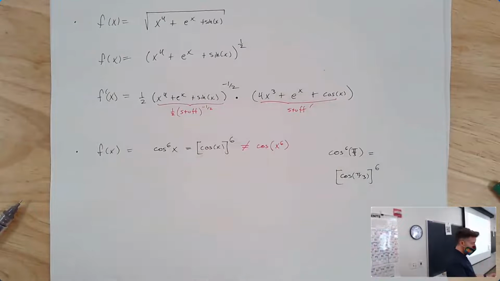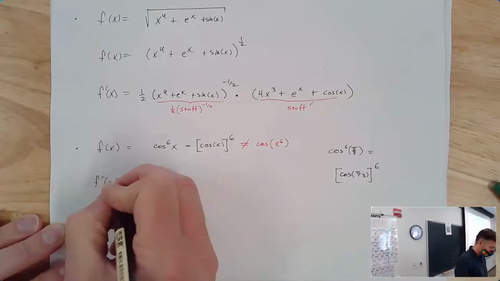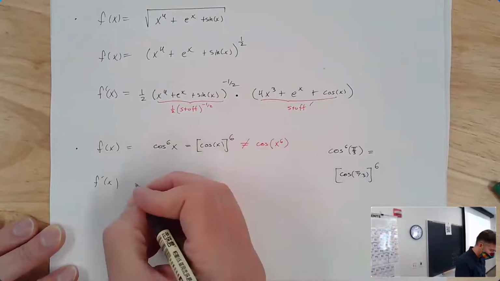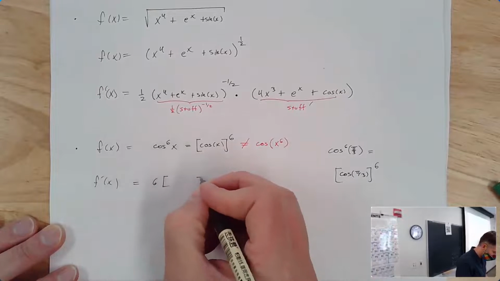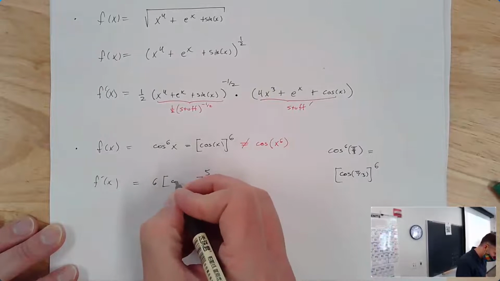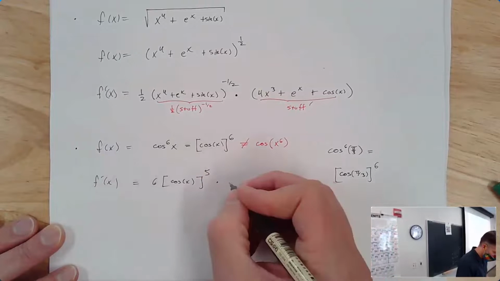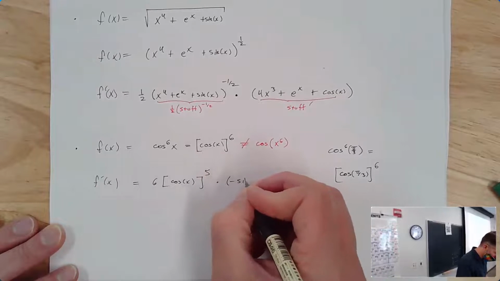So looking at what we've got, I can see that the outer function is being raised to the 6th power, and the inner stuff is cosine of x. So the derivative is going to be, well, the derivative of some stuff to the 6th is 6 times our stuff to the 5th. And then we have to multiply by the derivative of the stuff, which is negative sine of x.